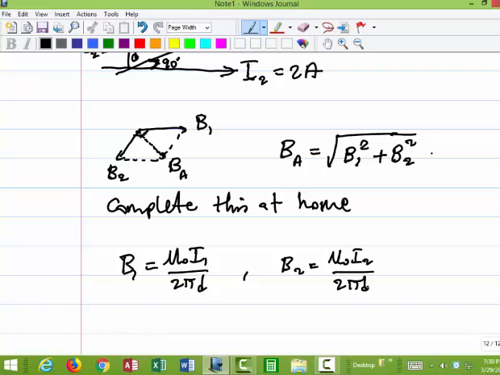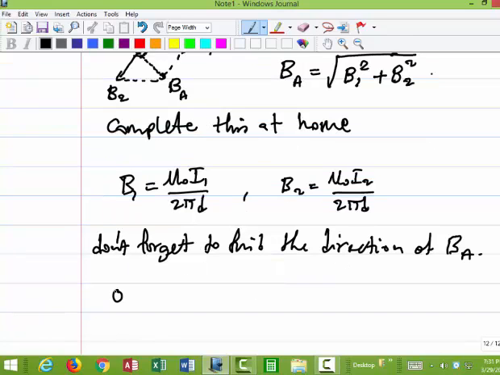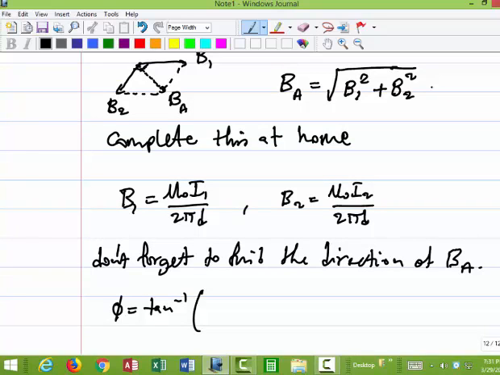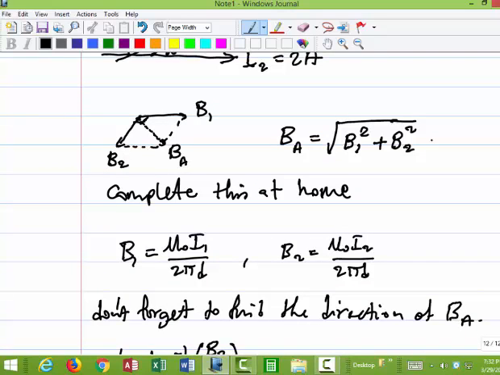Okay. Don't forget to get a direction. So the direction phi is the tangent inverse of, let's see, which one is going to be B. So this is the angle between them. Tan theta is opposite over adjacent, B2 over B1, like that. Yeah, so I'm using B2 over B1, the angle between them. So the angle is going to be phi. This angle is going to be phi.